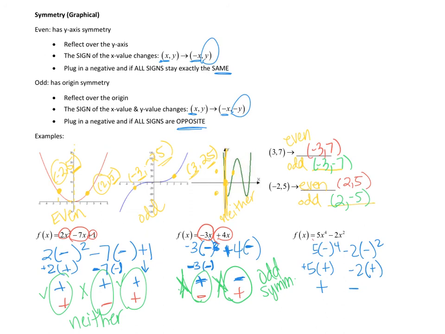Let's see what we had originally. So originally we had a positive and originally we had a negative. So now I look, these plus plus, that's the same. Minus minus, that's the same. So this is going to have even symmetry because they both stayed exactly the same. So they either all change and it's odd, they all stay the same, it's even, or there's some weird combination and so we say it's neither.